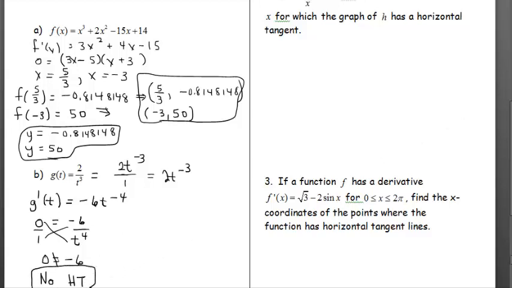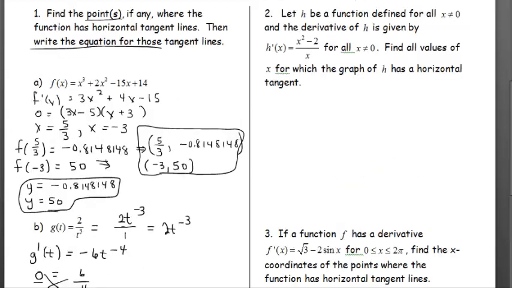Example 3. Or I guess it's number 2. All right, so h is a function, and this is the derivative. We're going to find the x values for which the graph of h has a horizontal tangent. So that's going to be where h prime of x equals 0. And what a little gift they gave us here. They went ahead and found the derivative. So we're going to set that equal to 0.